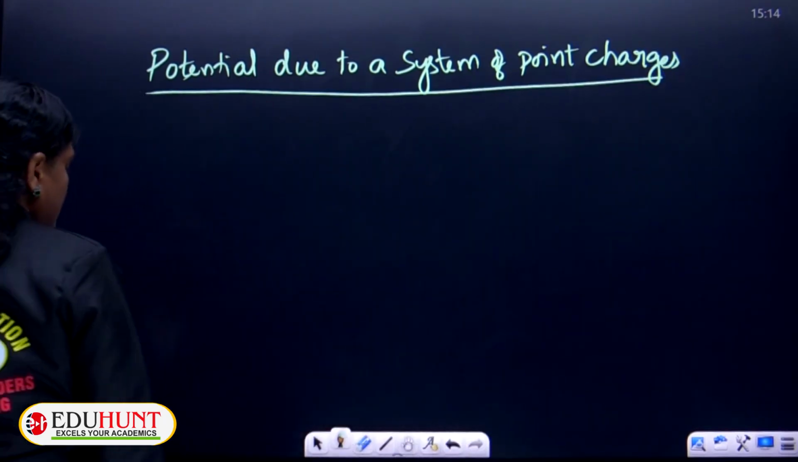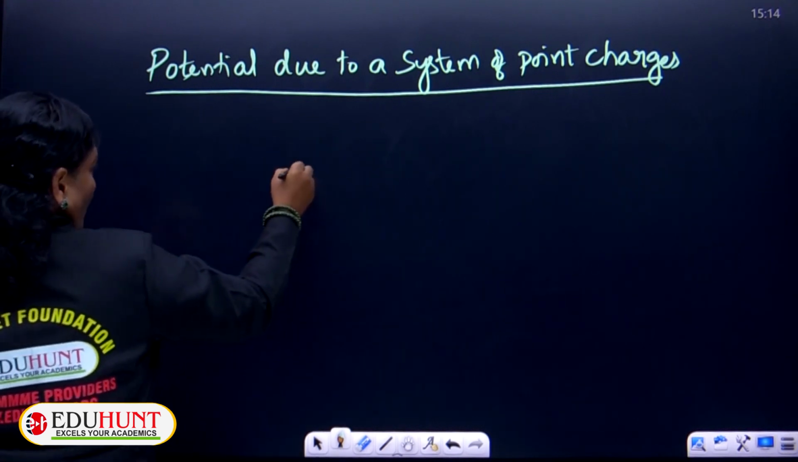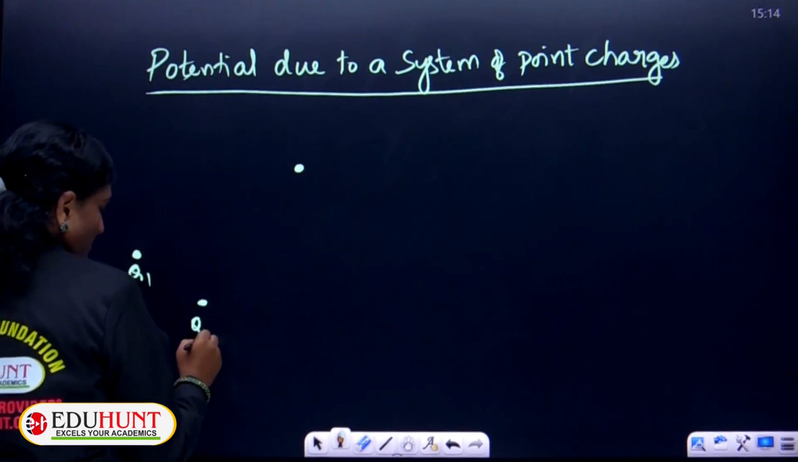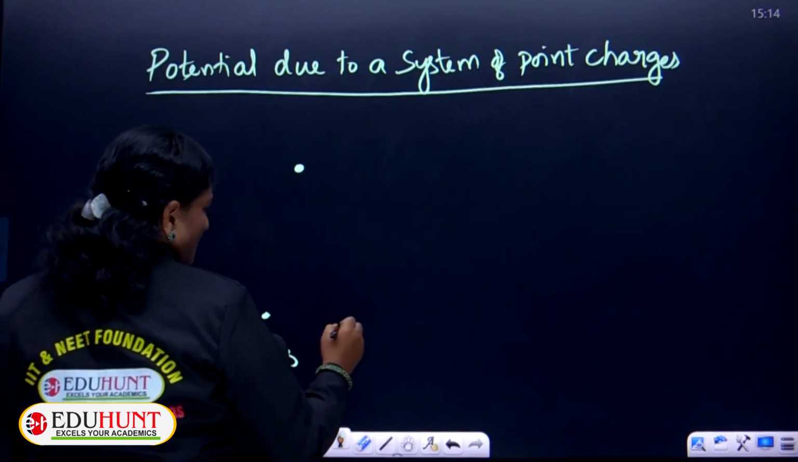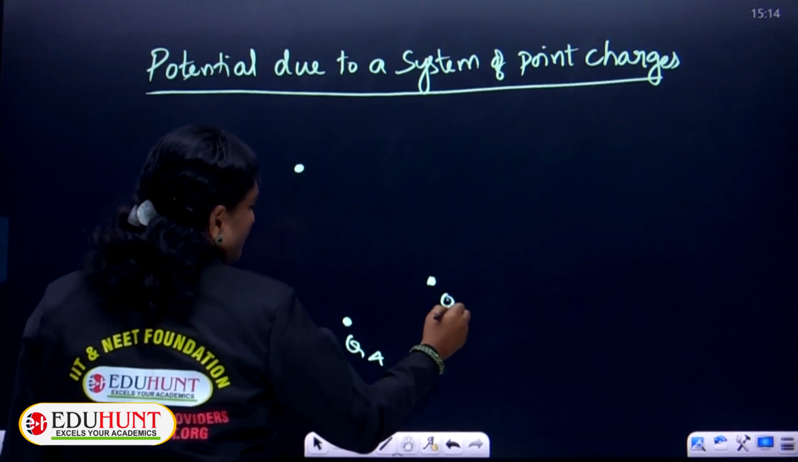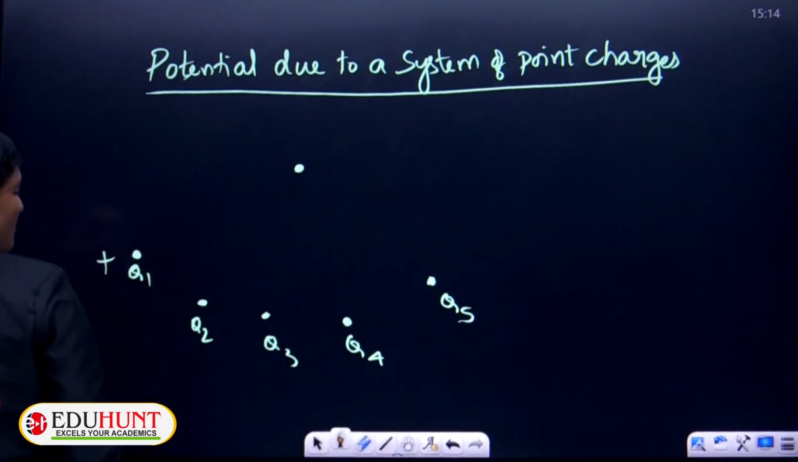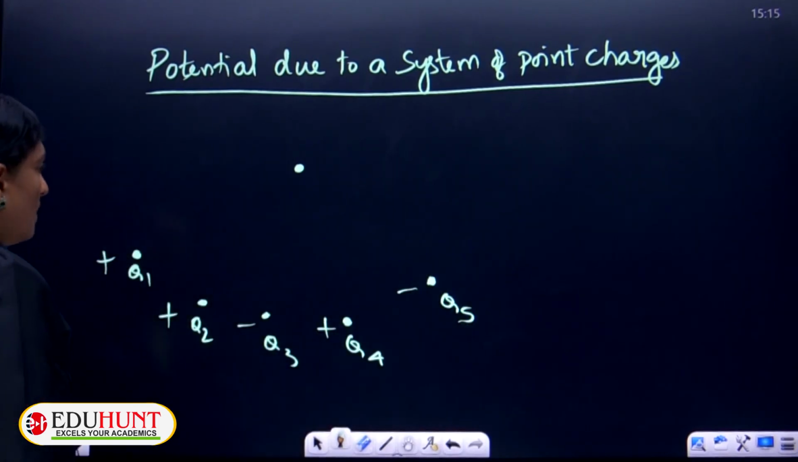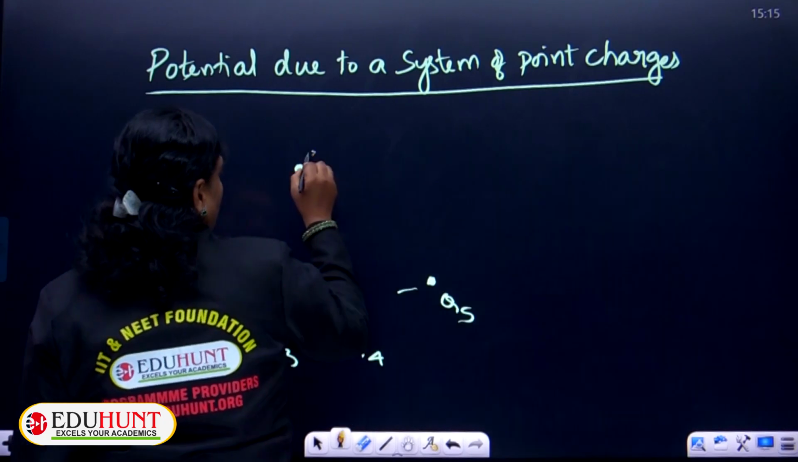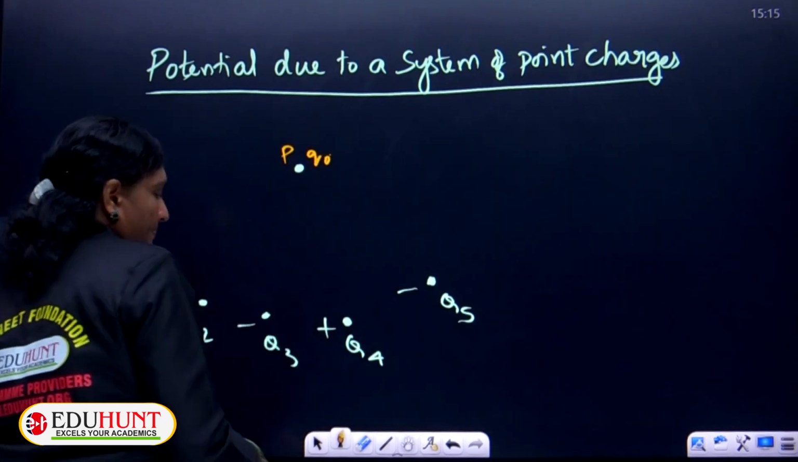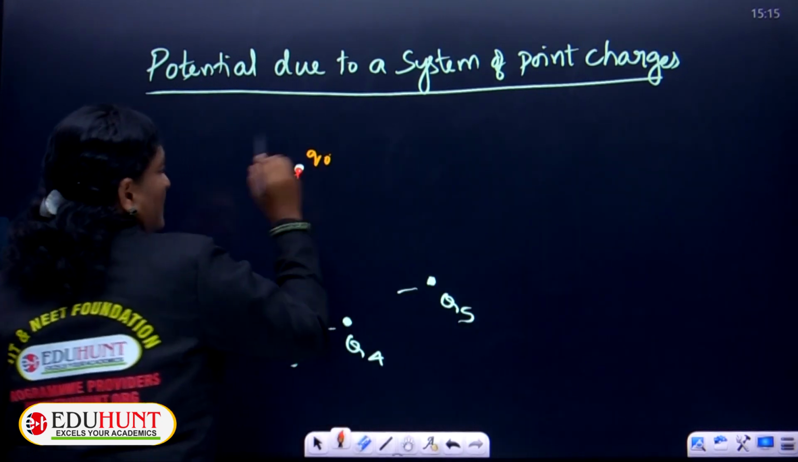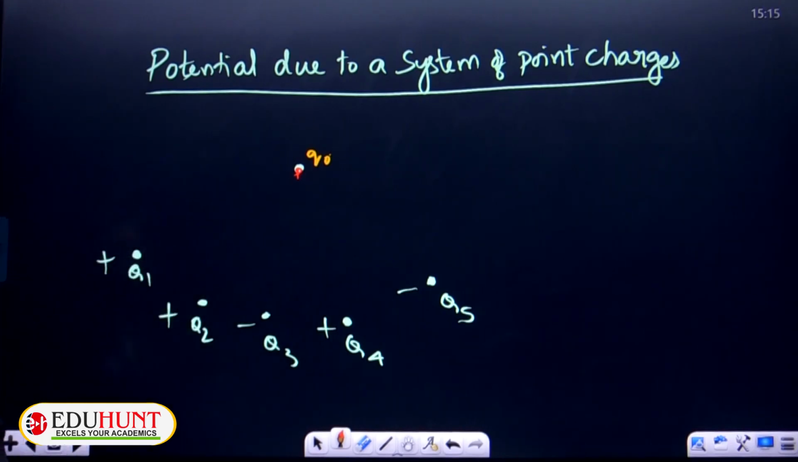Well, for this, let us consider some system of point charges, say charge Q1, Q2, Q3, Q4 and also Q5. Let us also consider that these are positive, positive, negative, positive and negative. So, at some point P, let us consider a test charge Q0.